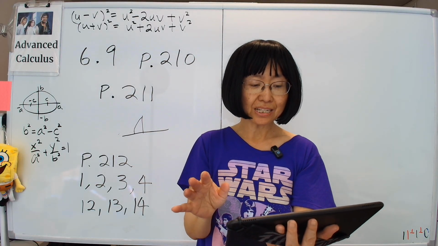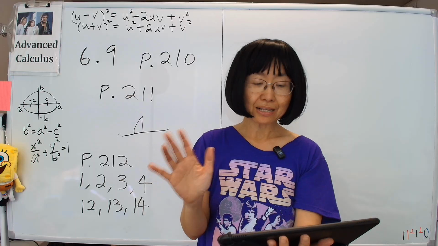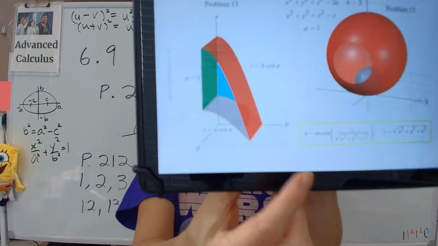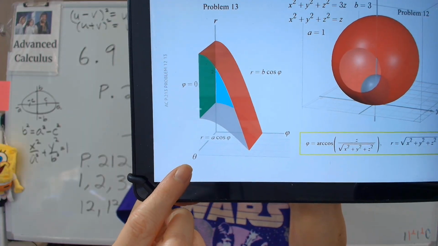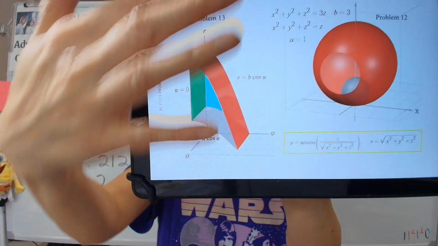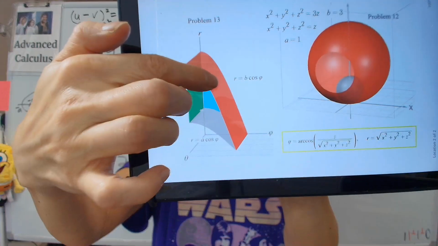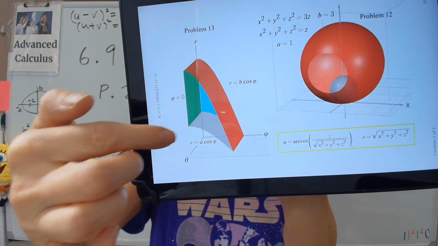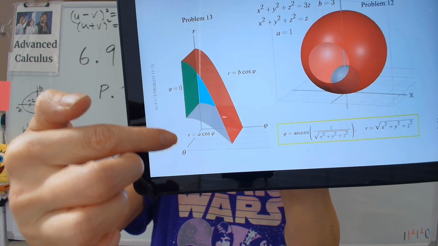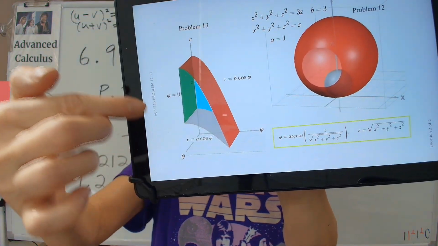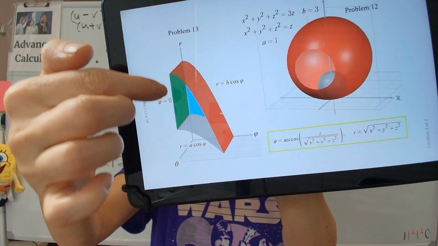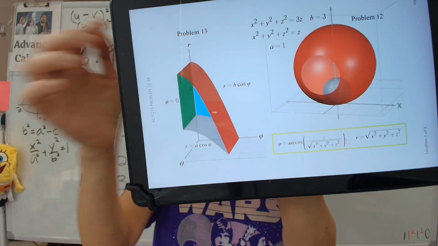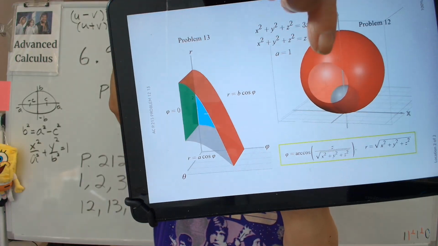And then problem 13 is plotting the exact same thing, except that now we're going to treat everything as rectangular coordinates. So I have theta on the x-axis, phi on the y-axis, and r on the z-axis, and then I plot r equals b cosine phi, where b equals 3. And then this is r equals a cosine phi, where a is 1. So I got this graph by the time everything is done. And this surface, the green surface, is where phi equals 0. Okay, and these are the same things, just in different coordinates.